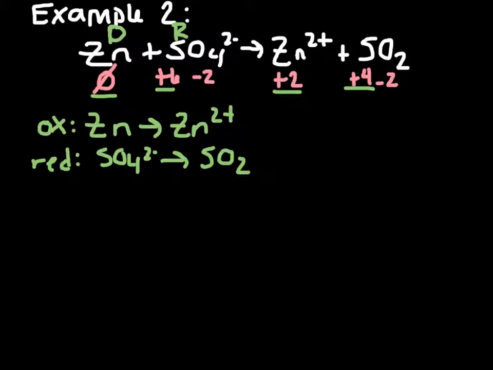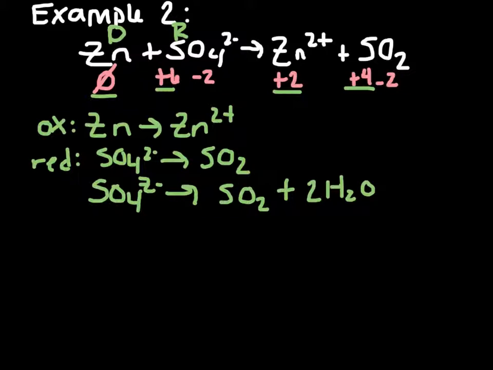Balance each half reaction for oxygen by adding water to the needed side. Alright, so the oxidation reaction does not have any oxygens in it, therefore we only have to balance our redox reaction. On our reactant side, there are 4 oxygens, and our product side 2. Therefore, we need to add 2 more oxygens to our product side. In order to do that, we need to add 2 waters.